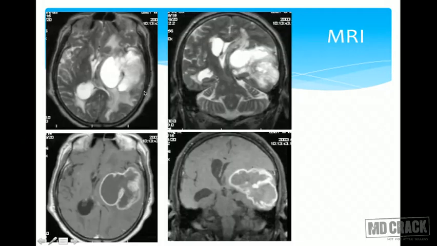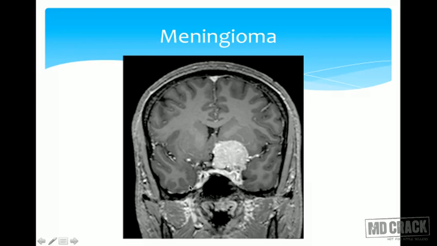MRI, again, this is another patient with glioblastoma multiforme. This is a lesion over here in the left temporal lobe. This is a coronal image, and these are the post-contrast images showing a pattern of enhancement. This is a patient with meningioma. So meningiomas are known to be extraaxial lesions, and over here it shows brilliant enhancement on the post-contrast study.